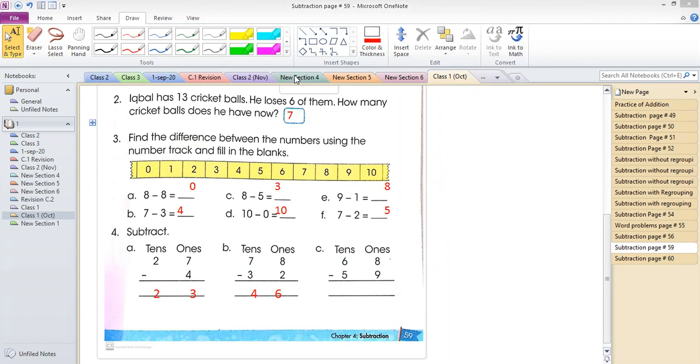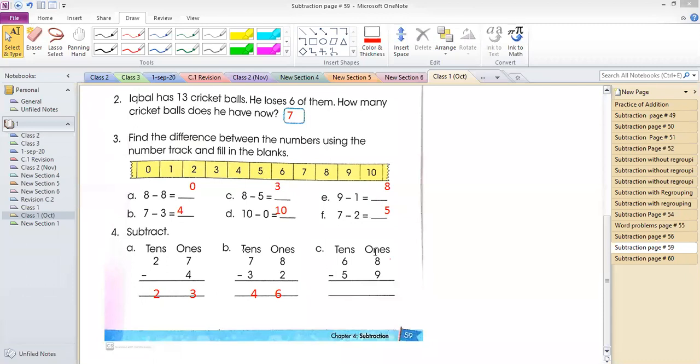Jamal Badr. Yes, sir. Jamal, I need to subtract 9 from 8. Tell me the answer. 8 minus 9 is equals to? 9? How 9? 8 minus 9 equals to 9? Can I minus 9 from 8? No. Okay, so what we will do?